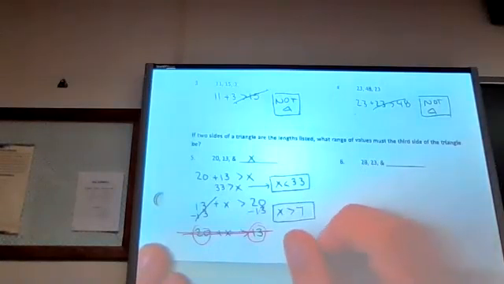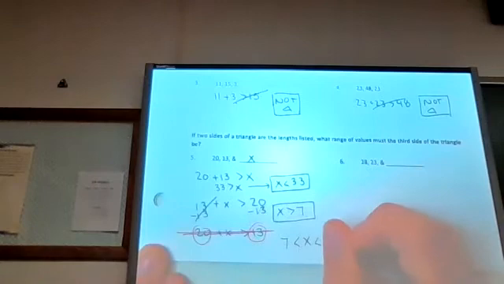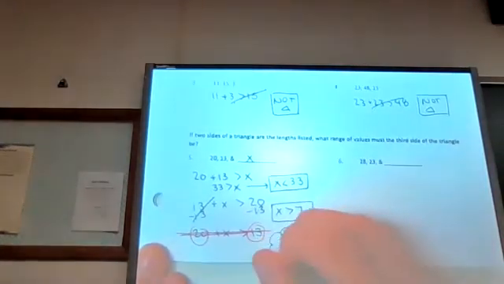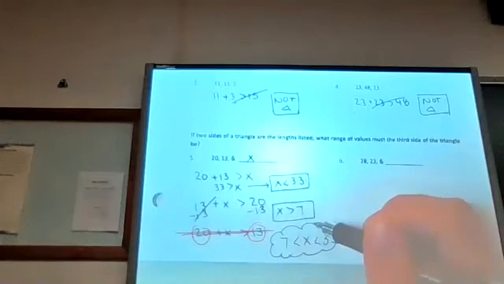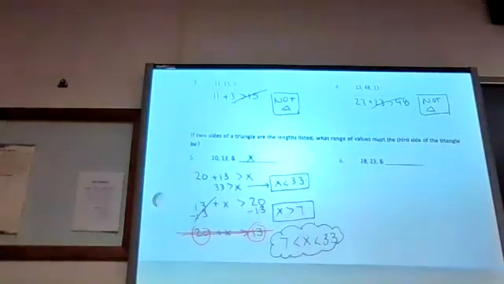And if we want to get fancy with it, we can write it like this. X is between 7 to 33. X is greater than 7. X is less than 33. Here's my range written condensed. I'm okay if you have it separated, okay, but this is how we write it all together. Okay, X is between 7 and 33, greater than 7, less than 33.